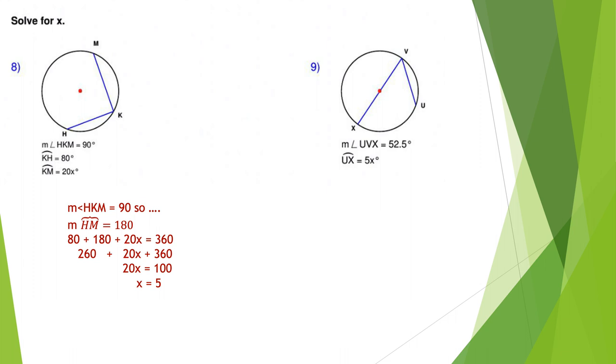Okay, because angle UVX is 52.5, that means that the arc across from it has to be double that, which would work out to be 105 degrees. But that's also equal to arc UX, by the way, there's the proper arc symbol that I don't have as an option on mine, which I can't believe. So 5x is going to be 105, dividing by 5, x is 21.